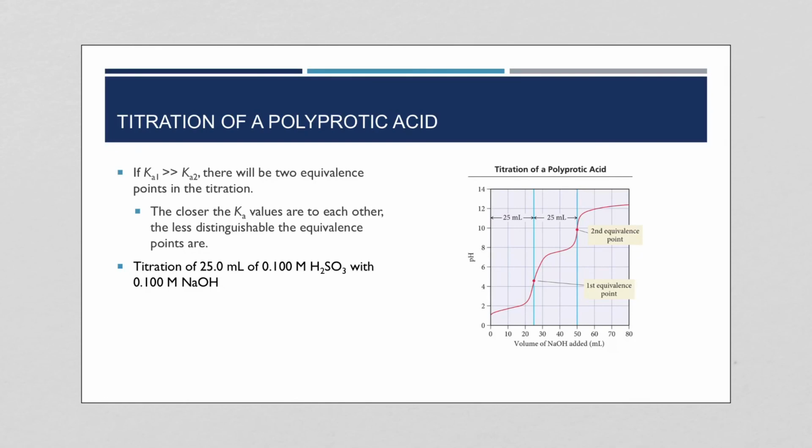Now, if we were titrating a polyprotic acid, so one that could lose multiple hydrogens, we would see a curve here that had multiple inflection points. So you're going to see an inflection point for the first ionization. You're going to see an inflection point for the second ionization. So 2 equivalence points, essentially.